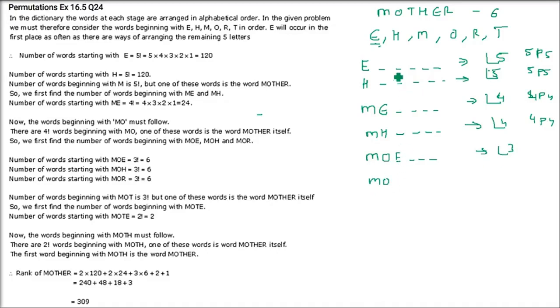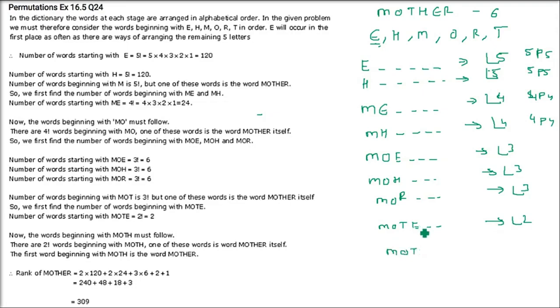Now MO, E is done, after this H will come. 3 positions are there, factorial 3. Now MO, already taken, R will come. Again 3 positions, factorial 3. Now T will come, MOT. But you don't have to fix 3 positions. Now you have to start with again E, MOTE. So 2 positions are there, so factorial 2.